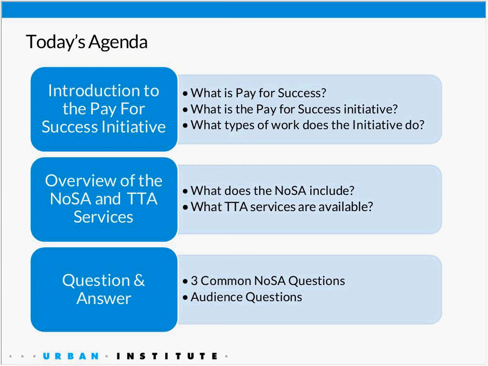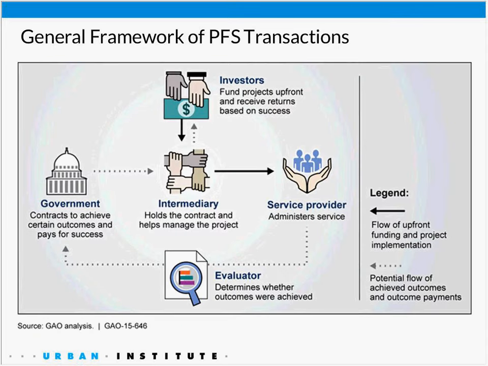So what does it say? What services do we have available? What is Urban's role in the Pay for Success landscape as this objective knowledge intermediary? And we're going to end with some of the most common questions we've received so far. The NoSA was released a few weeks ago, so we have gotten a few questions already, and then audience questions as well. First, we'll talk a little bit about Pay for Success more generally, just to open up the frame a little bit and help you get a sense of how we view this at Urban.